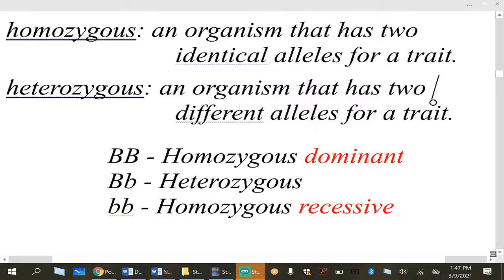Remember, look at me. Next to every homozygous on your sheet, you have to tell me, is it homozygous dominant or is it homozygous recessive? Write it out, because you're going to need to write it out on your test. So there's no such thing as just homozygous on here. It's either homozygous dominant or homozygous recessive. You can't just leave it plain.